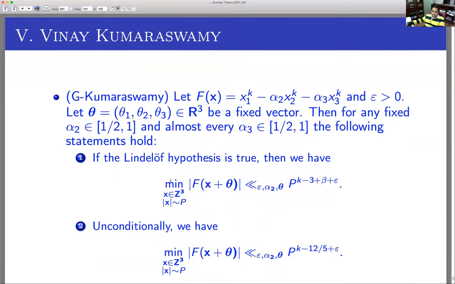So the method of attack here is basically analytic, in the style of Bourgain. That's something I didn't discuss, but it's a nice result, so I thought I would mention it.